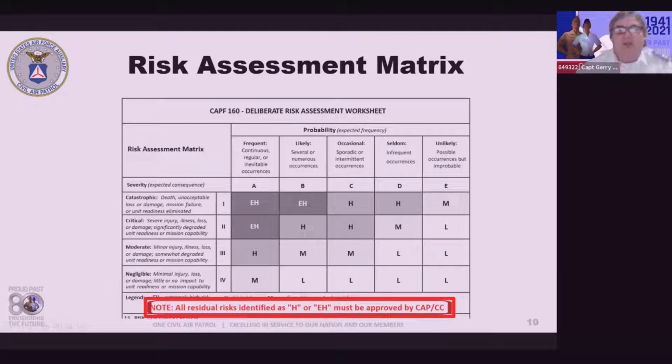So it's important to note the red warning: note all residual risks identified as H or EH must be approved by CAP CC.